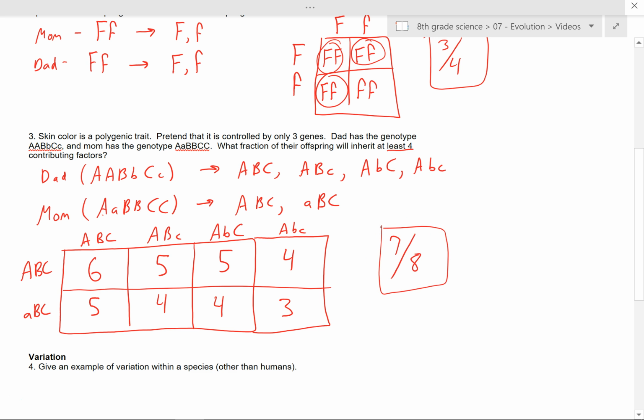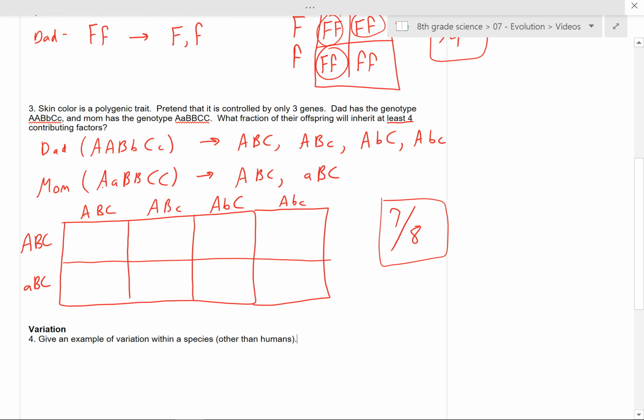Now, just for some practice, I'm going to go ahead and work out the genotypes for each one of these, and you can do that and solve it that way too. I just want to make sure I have a complete answer key here for anybody who did it this way.